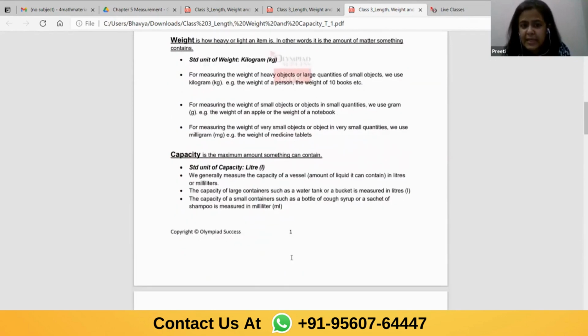Now, capacity is the maximum amount something can contain. Capacity we use for liquid items. If you want to go and get petrol filled in your car, we say, bhaiya, give us petrol of 1,000 rupees. But then we check the reading over there, 5 liter or 6 liter? That is how much petrol we are getting for that much money.